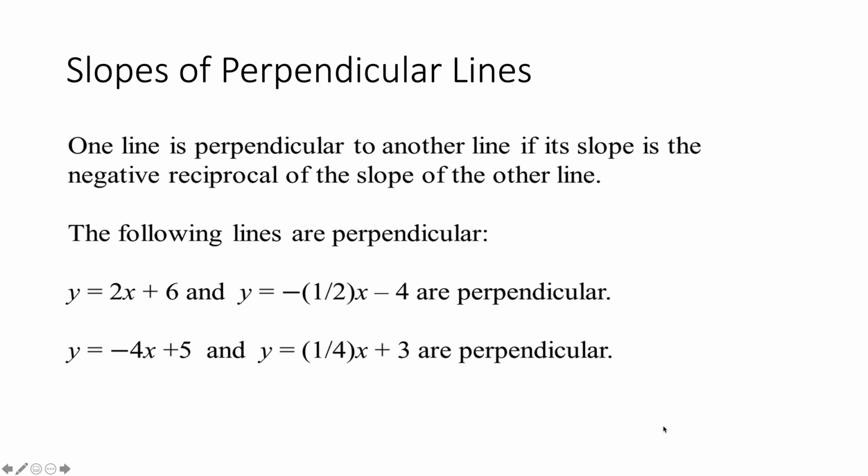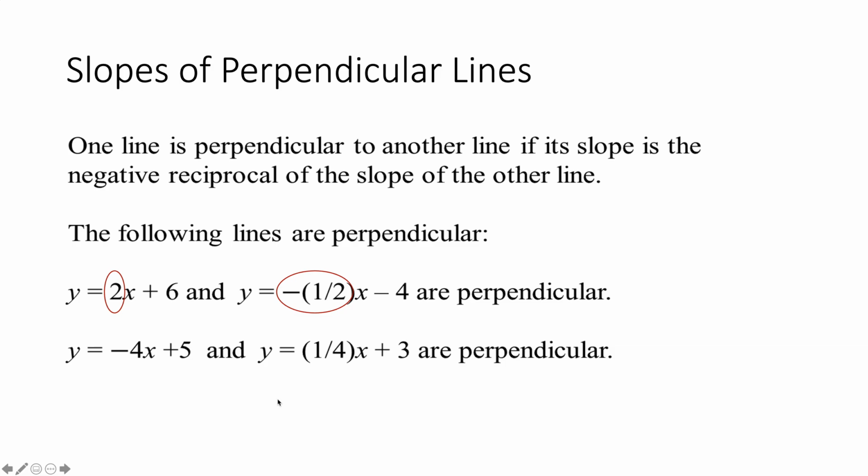Slopes of perpendicular lines. One line is perpendicular to another line if its slope is the negative reciprocal of the slope of the other line. The following lines are perpendicular. Take a look at this first one right here. What's the slope? Okay, slope's going to be 2. What's the slope of the second line? It's -1/2. Those are negative reciprocals of each other. Remember, 2 is really 2 over 1. So the 2 over 1 gets flipped to 1 over 2, and the sign gets negated.